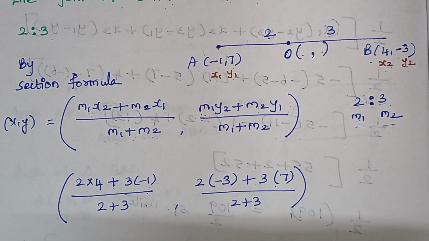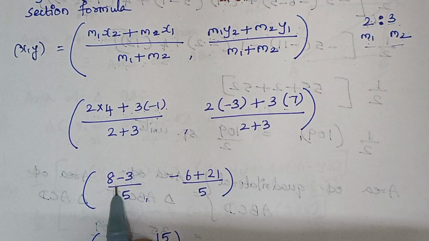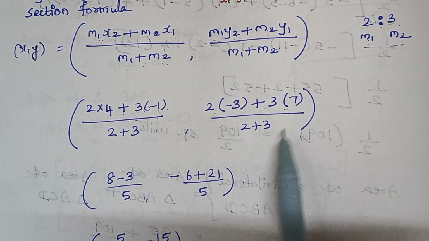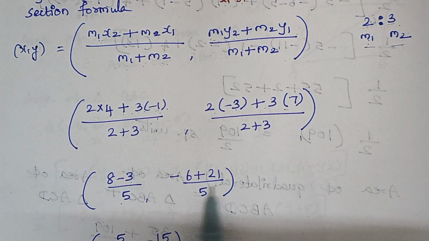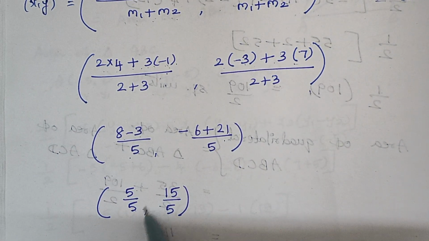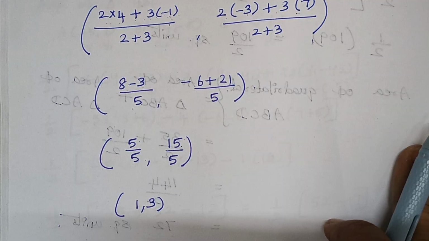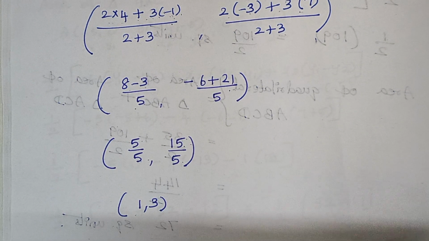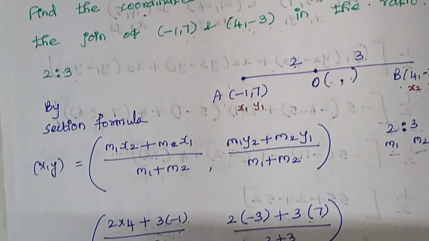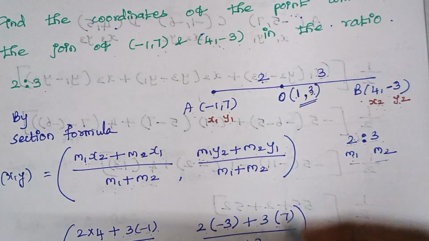Right? So now we are going to simplify this. So 2 fours are 8 and 3 into minus 1 is minus 3. So 8 minus 3 by 2 plus 3 is 5. And here 2 into minus 3 is minus 6, 3 into 7 is 21. So the whole divided by 2 plus 3 is 5. So 8 minus 3 is 5, therefore here it is 5 by 5. And minus 6 plus 21 gives 15. So 15 by 5. So 5 by 5 is 1 and 15 by 5 is 3. Therefore, the coordinate of the point O is 1, 3. This is our answer.